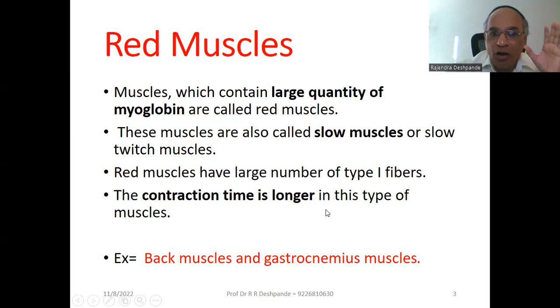Contraction time is longer. For example, which are the examples of red muscles? Back muscles and gastrocnemius muscle are examples of red muscles. So you must know, even the question will be for MCQ. Gastrocnemius muscle is red muscle, pale muscle, blue muscle, they can vary, but you have to write that gastrocnemius muscle is an example of red muscle. Okay.